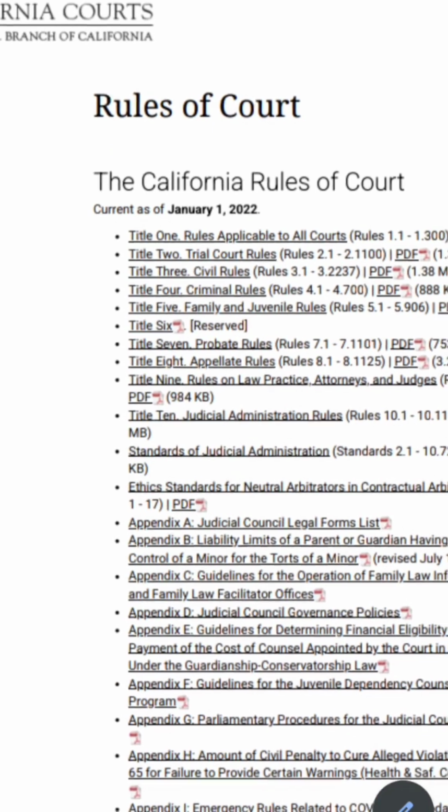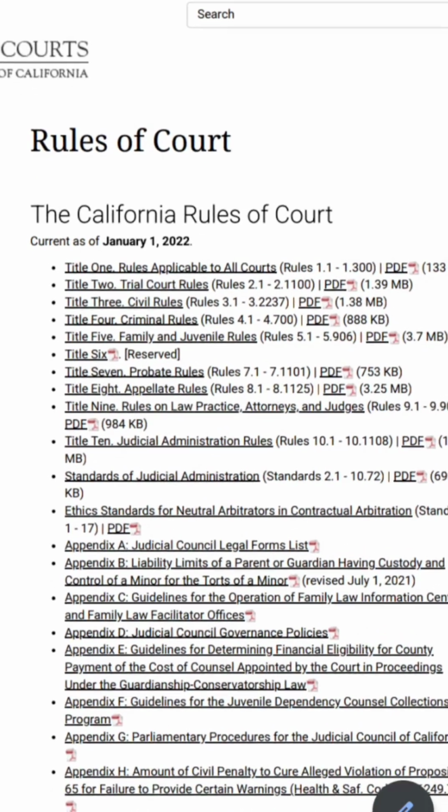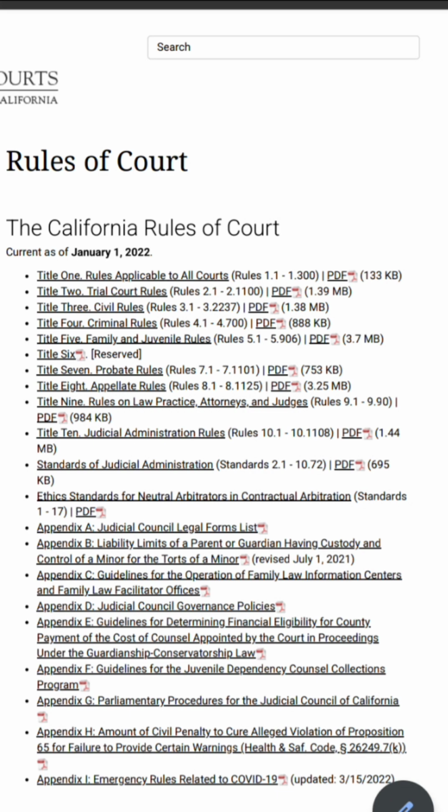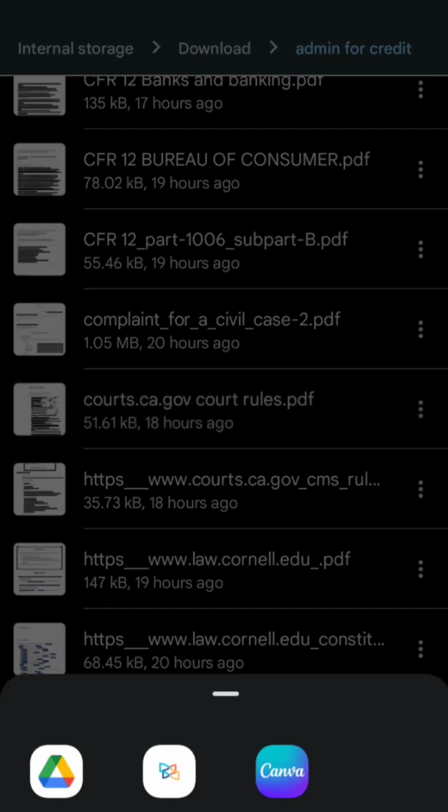What is very important when you are building your case is that you need to find your local rules and your federal rules. Depending on what you're doing, find your rules, because you want to make sure that you follow every rule, especially if you are doing this by yourself. If you have an attorney, you still want to know what they're doing, but you need to know your rules. So Title III civil rules, we would go into those.